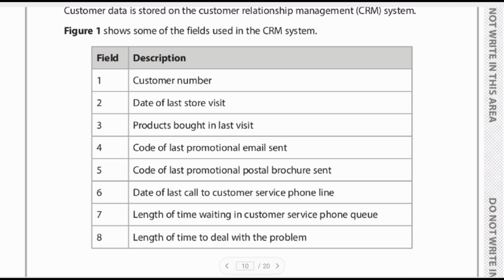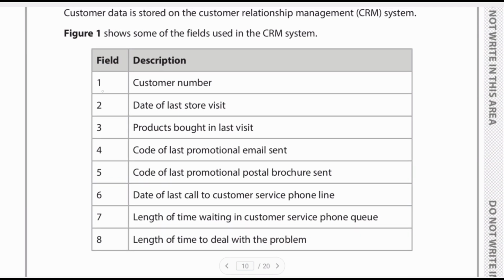So now let us look at the CRM here. Fields 1 and 2 could be used to identify lapsed customers. So the company can contact them with offers or some retention strategies. Field 1, that is customer number. Field 7, length of time waiting in customer service phone queue. So this can track which customers are waiting longest, so agents can prioritize these calls.